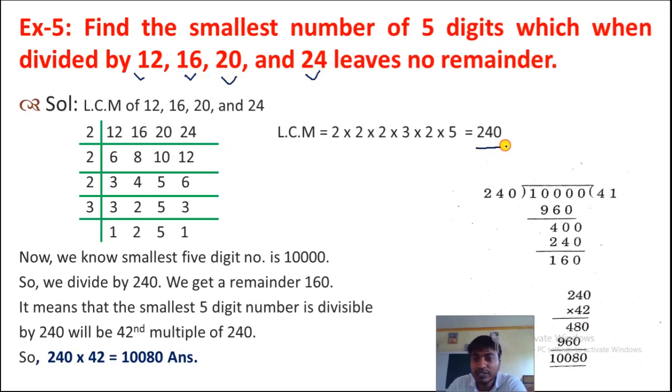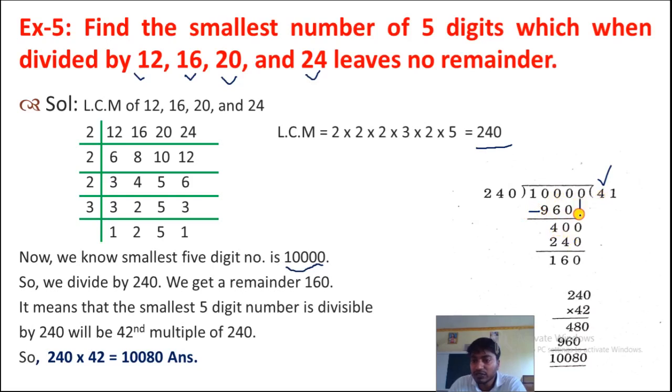So here you can see the LCM is 240. Now what you have to do? You have to take the smallest 5 digit number, and you know very well the smallest 5 digit number is 10,000. Now you divide this 10,000 by 240 and check whether it is completely divisible or not. First it will go how many times? 4 times. When you multiply 240 by 4, we get 960. When we subtract, we get 40.